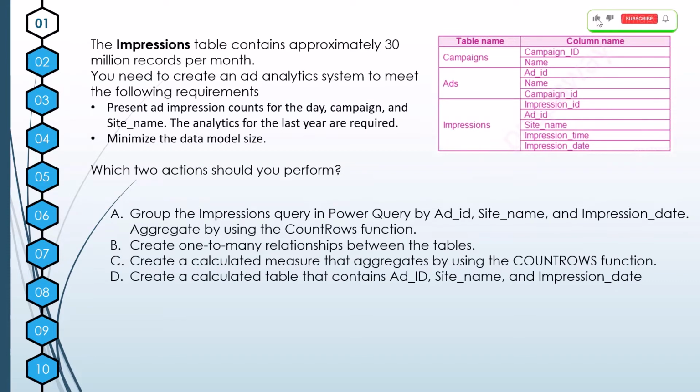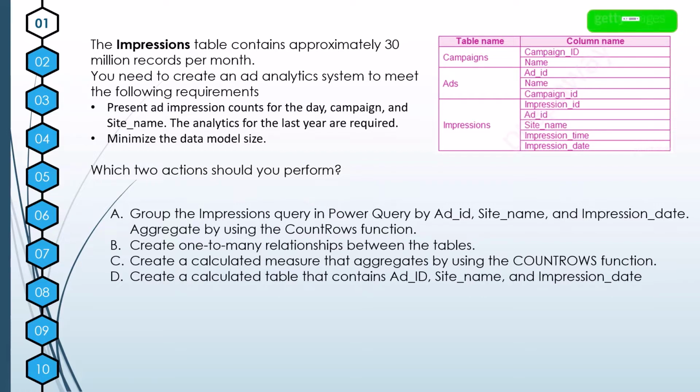The impressions table contains approximately 30 million records per month. You need to create an ad analytics system to meet the following requirements: present ad impression counts for the day, campaign, and site_name. The analytics for the last year are required. Minimize the data model size. Which two actions should you perform?